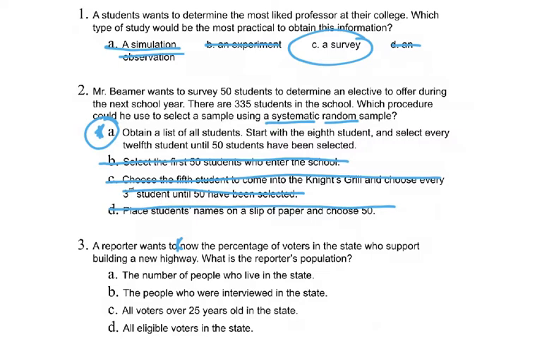You don't want that to be your population, because if you think about it, people who live in the state are going to be infants, and they're not going to be voting until they're 18 years old. So not what we want to choose for the population. B, the people who are interviewed in the state, so that's not random. C, all voters over 25 years old in the state. The voting age is 21, so that doesn't make sense. And D is all eligible voters in the state. So you wanted to know the percentage of voters, so you definitely want the population to be all eligible voters. And then if you were going to take a sample, it would be out of those all eligible voters. But the population would be all of them.